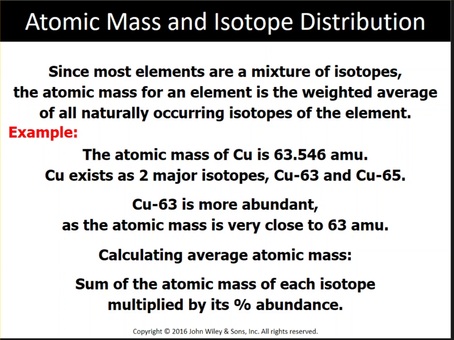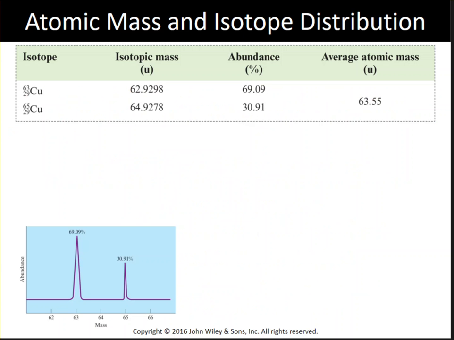So for example, for copper 63 and copper 65, on this table you see the abundance for these two. Copper 63 is 69.9% abundant, and copper 65 is only 30%, almost 31% abundant. Meaning that if I get a random sample of copper, in that sample, 69% is copper 63, and the rest of it is going to be copper 65.